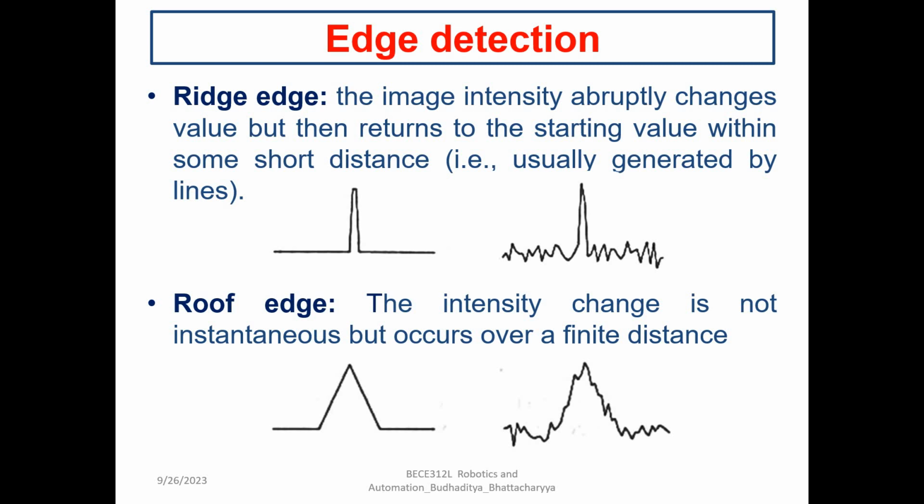If the image intensity abruptly changes value but then returns to the starting value within a very short duration, like an impulse response, it goes up and goes down. That's it. Okay, so those are spikes. In terms of edge detection, we call it the ridge edge.